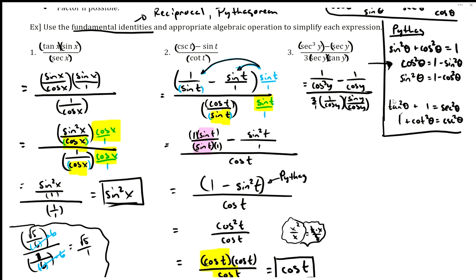Let's see how this continues to simplify. Let's move it down here. I'm going to leave the numerator alone. So we have 1 over cosine cubed y minus 1 over cosine of y. The denominator, I'm going to do the 3 times 1 times sine of y, which would be 3 sine of y over cosine of y, and cosine of y times cosine of y is cosine squared y. So I've got my big numerator and my big denominator.